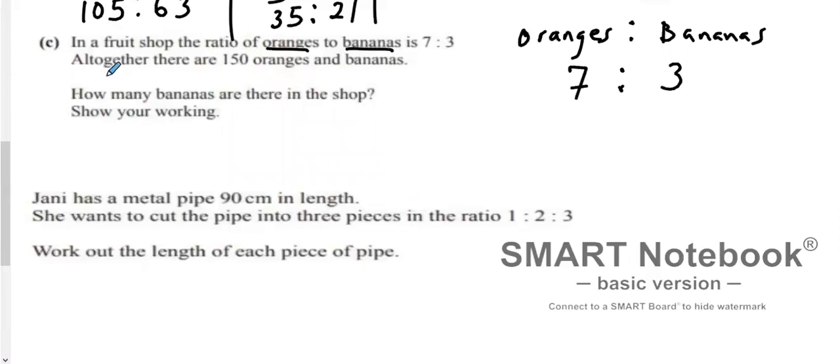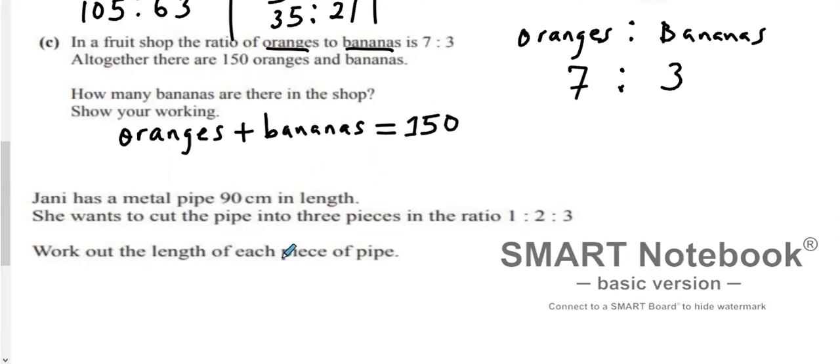Now the question is, all together, when you take the number of oranges plus the number of bananas, they add up to 150. Now what is the question? How many bananas are there in the shop? Oranges in ratio form take 7, and bananas in ratio form take 3. So the question is, how many bananas are there?